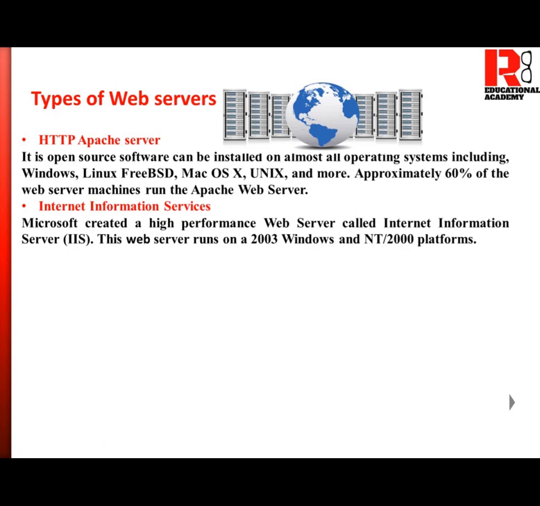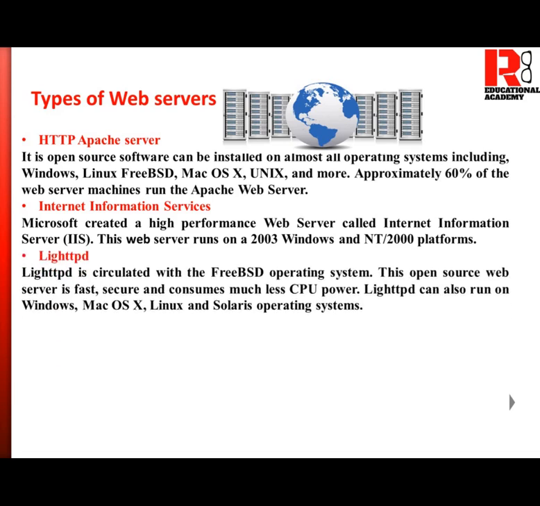Followed by Internet Information Services. Microsoft created a high performance web server called Internet Information Server, which is also known as IIS. This web server runs on Windows 2003 and NT 2000 platforms. Lighttpd web server. Lighttpd is circulated with the FreeBSD operating system. This open source web server is fast, secure, and consumes much less CPU power. Lighttpd can also run on Windows, Mac operating system, Linux, and Solaris operating system.